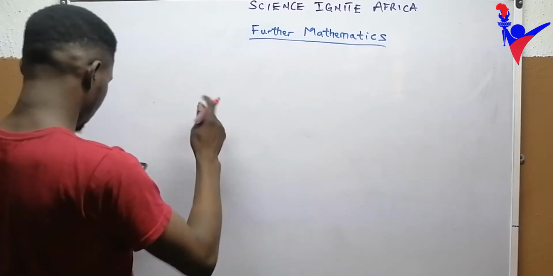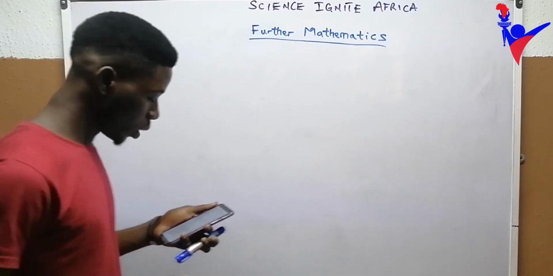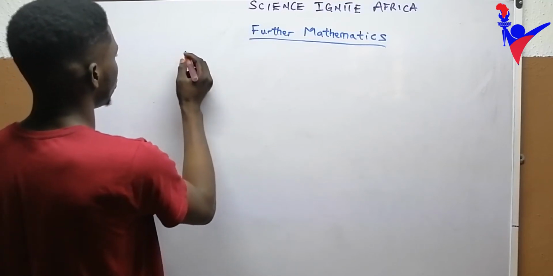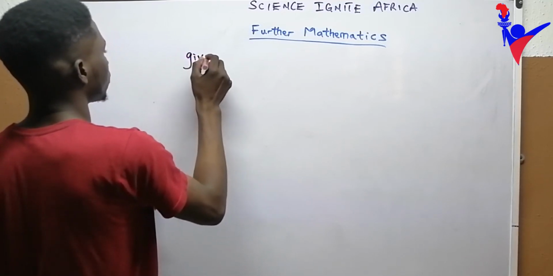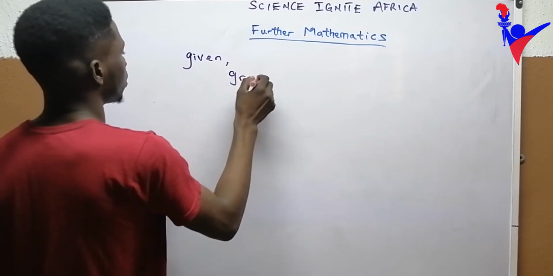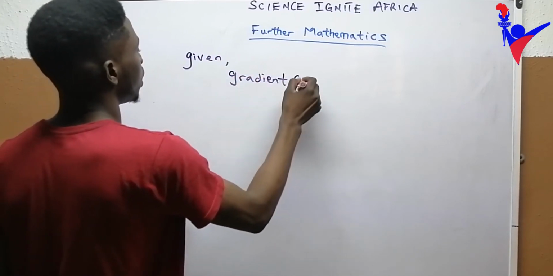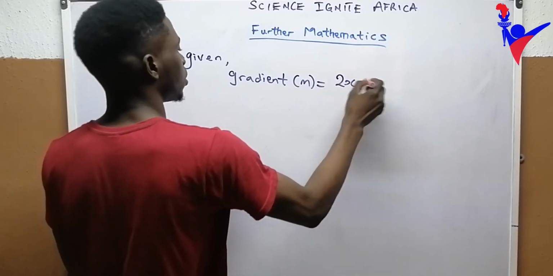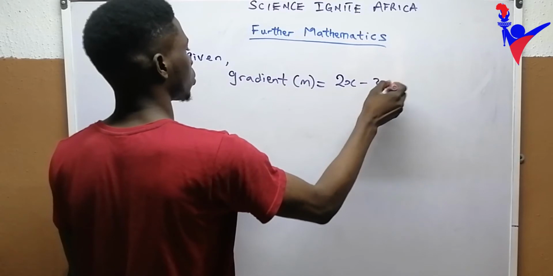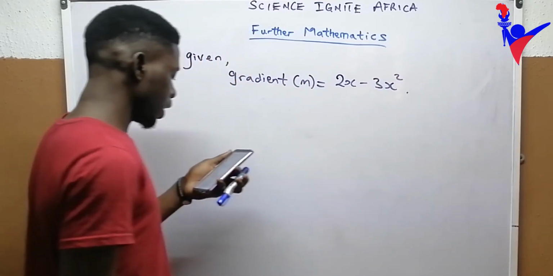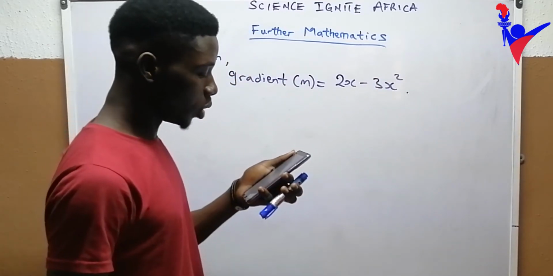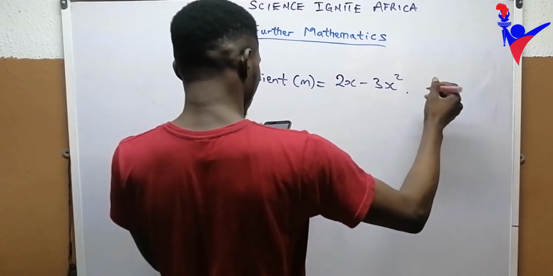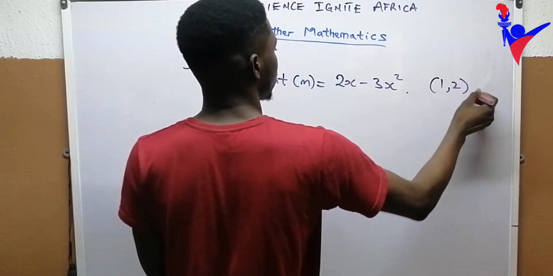The gradient of a curve is given by 2x minus 3x squared. Permit me to call the gradient m, which is given by 2x minus 3x squared. Find the equation of the curve if a point (1, 2) lies on it. So we are looking for the equation of the curve if the point (1, 2) lies on it.